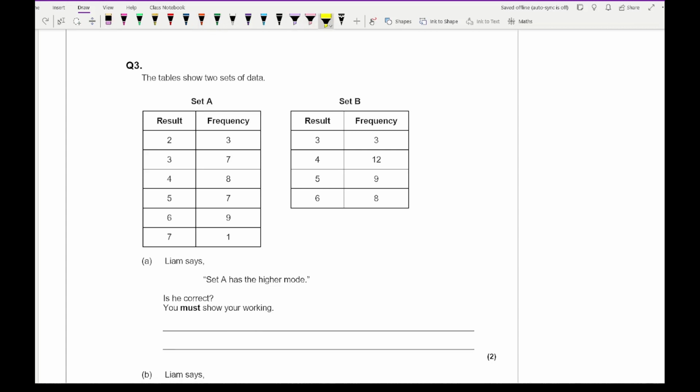So for this, if we highlight the mode in set A, we're looking for which result has the higher frequency. So that's going to be 6. So let's write that down. Set A mode equals 6. And in set B, the one with the higher frequency is result 4. So set B mode is 4. So is Liam correct by saying set A has a higher mode? So yes, he is correct.